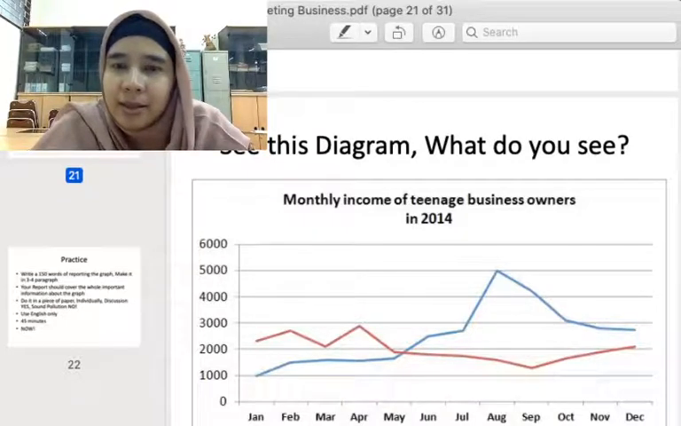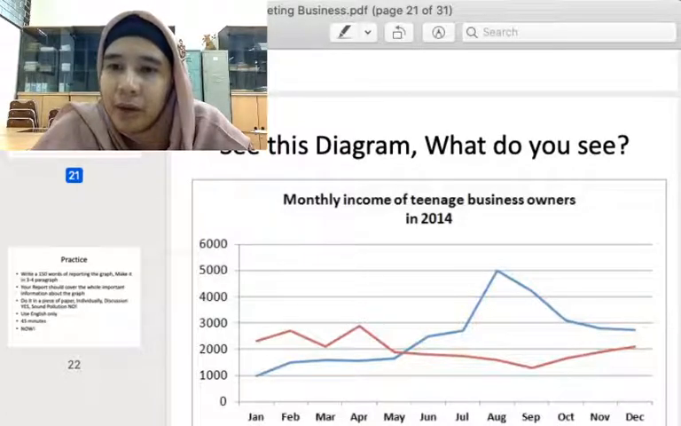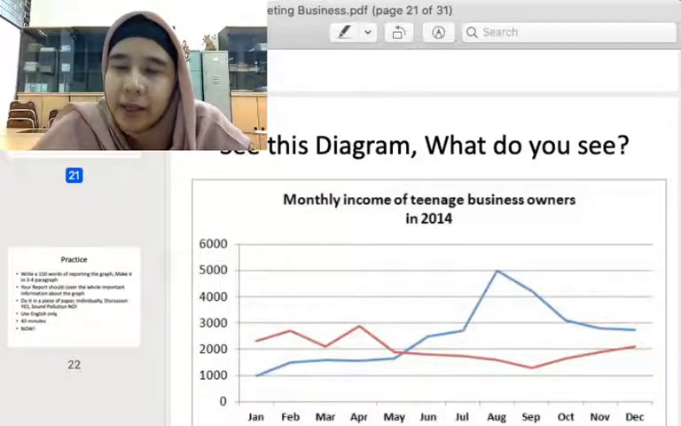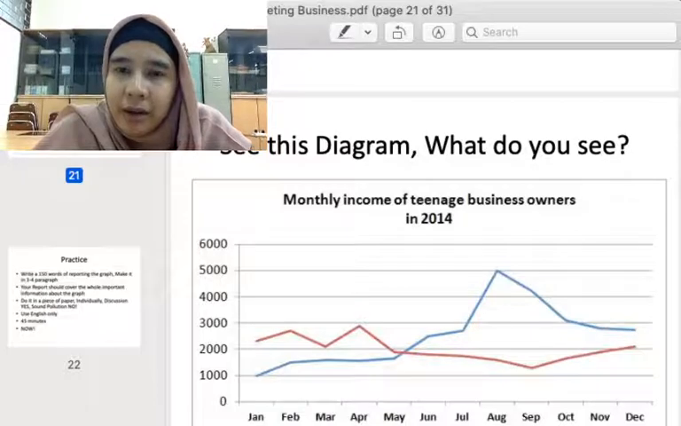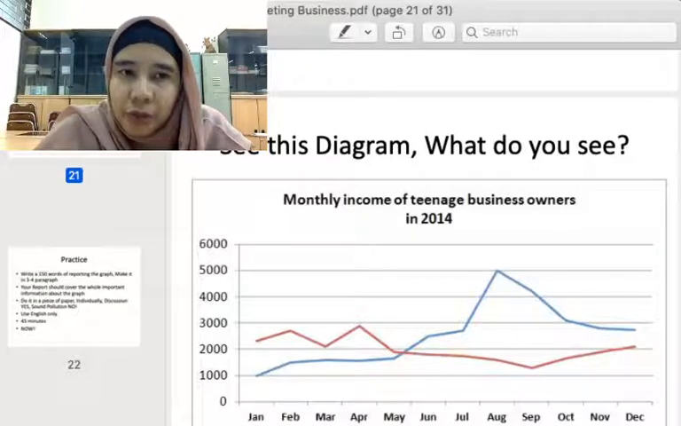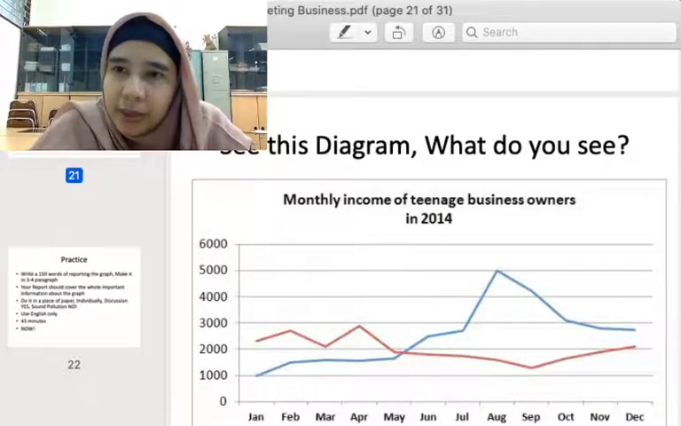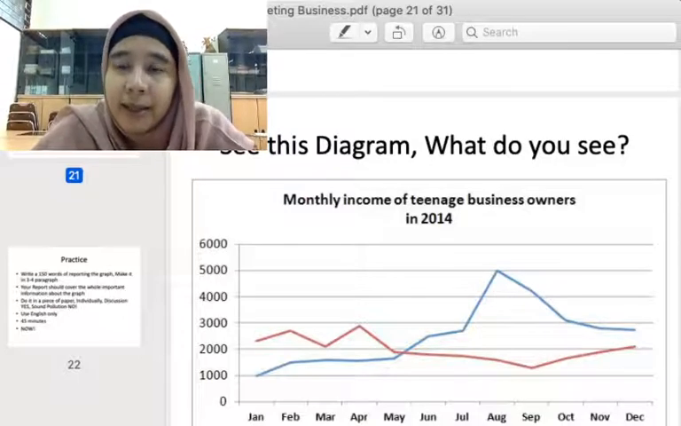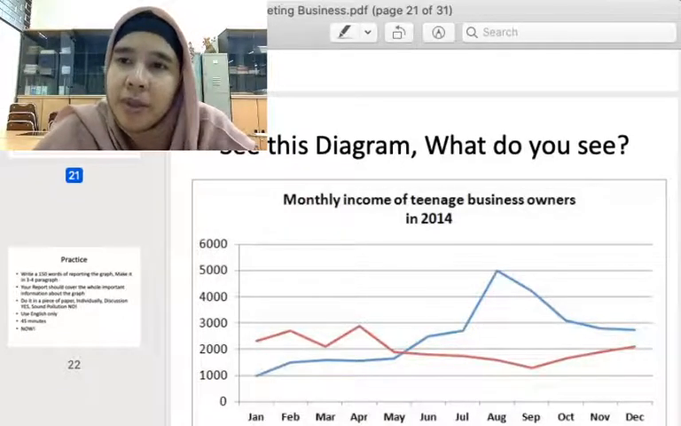And the line consists of red lines and a blue line. Kalau red line is Springfield, this is the place, the name of the place, and the blue line is Clanton. Okay, so the diagram explains to you about two different districts, two different places, that is Clanton and Springfield, and then the number explains how much income the teenage business owners have.